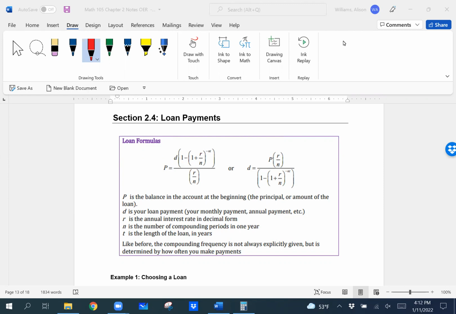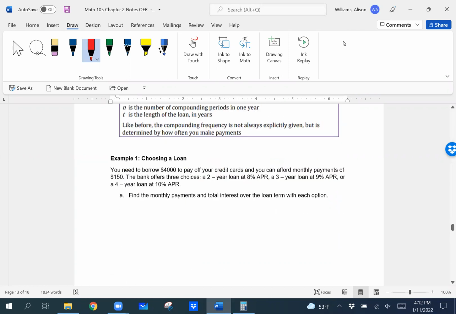The difference is they're calling the loan formula P, where P is the principal or the amount of the loan. And then they're still using D to represent the loan payment. So let's just dive in and use these formulas. It's going to be similar to what we've seen, and we'll see how they work.